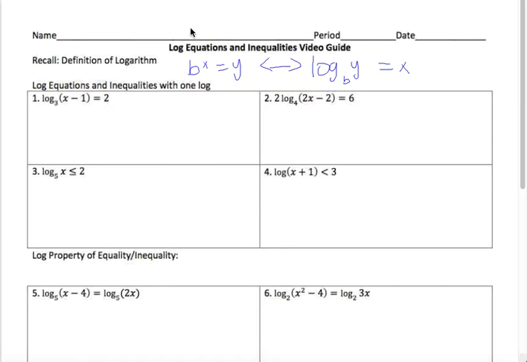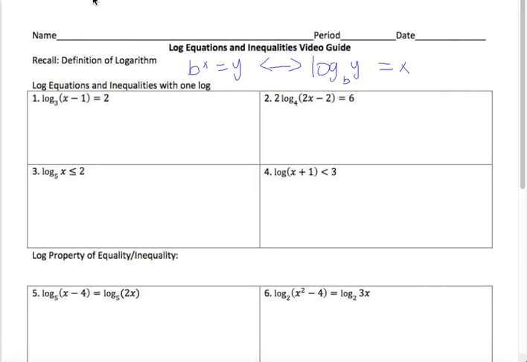You want to pay careful attention to how that's said. That's log base b of y is equal to x. So the left side is exponential form, and the right side is log form. To solve log equations, we typically just convert them to exponential form to get rid of the log.